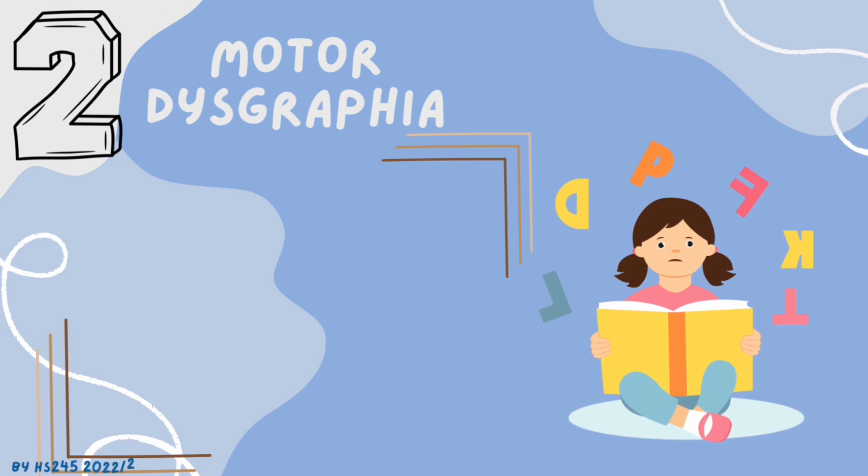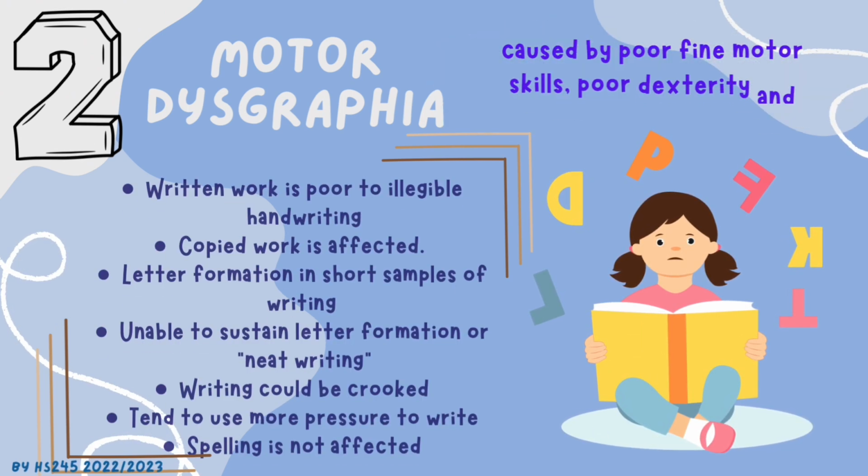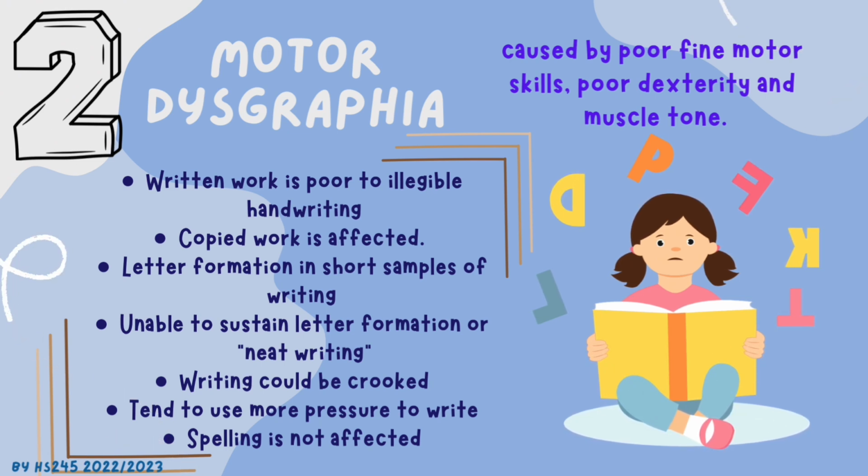The second type of dysgraphia is motor dysgraphia, and according to the author, this is the most common type of dysgraphia in children. Motor dysgraphia is usually caused by poor fine motor skill, poor dexterity, and muscle tone. Written work for this student is poor, with illegible handwriting, and copied work is affected. The letter formation in a short sample of writing may be acceptable, but they may need extra effort and time, and they are unable to sustain letter formation or neat writing for any length of time. Their writing could be crooked due to poor grasp to hold a pencil correctly, and they tend to use more pressure to write. They may present with darker writing or inconsistent pressure due to limitation in fine motor skill. Usually, their spelling is not affected.